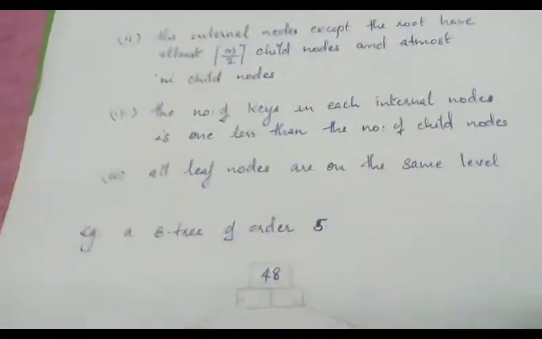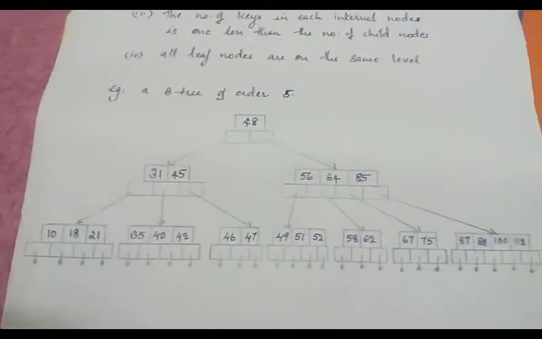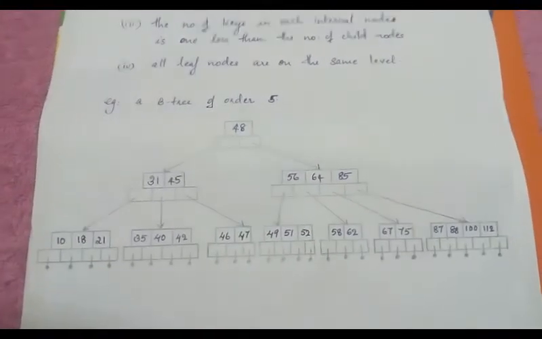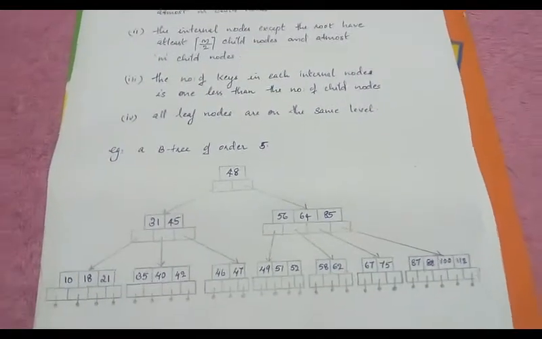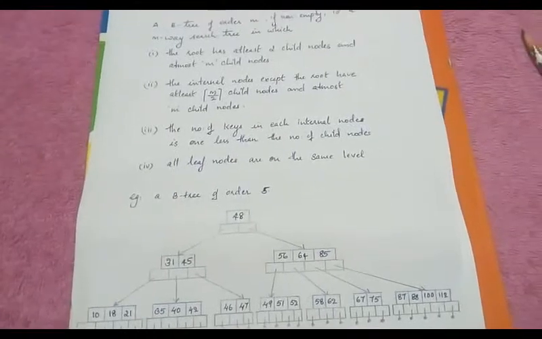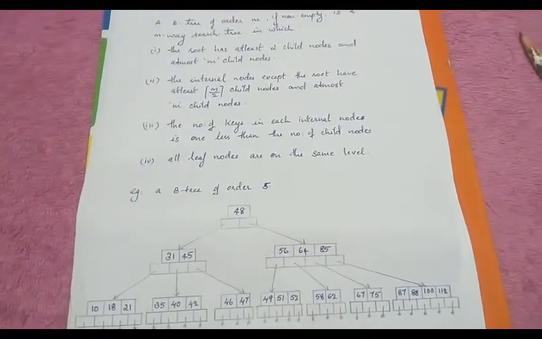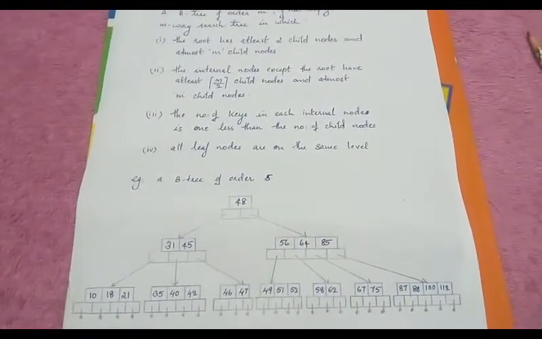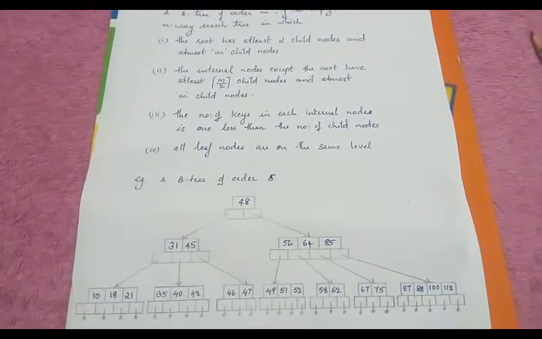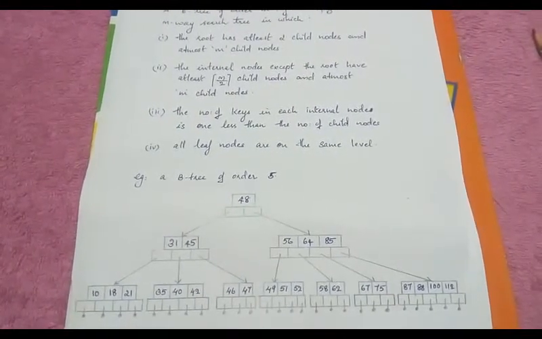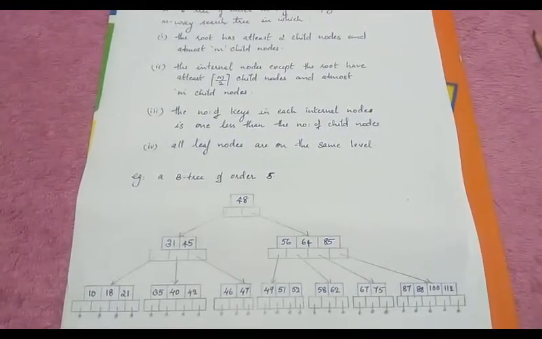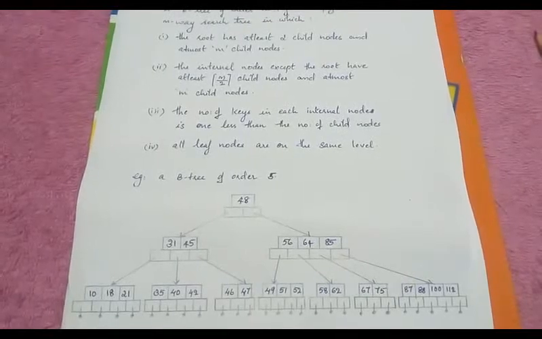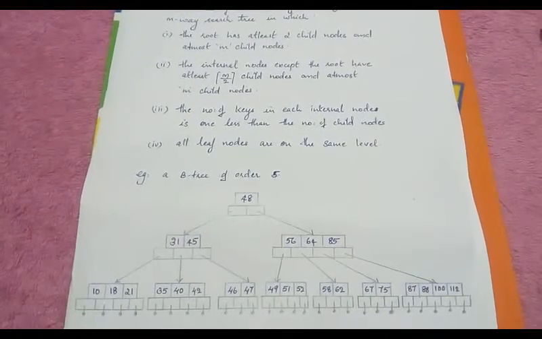Now look at an example of a B tree of order 5. This is an example of a B tree of order 5. Now you can see that the root node has a minimum of 2 child nodes, and the maximum number of child nodes that a node in a B tree of order 5 can have is 5. And if a node has 5 child nodes, that means it should have 4 key values.